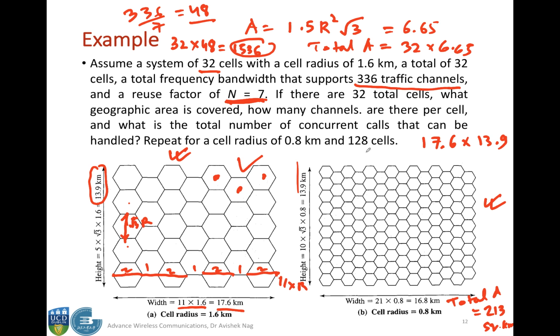And then again you have 48 channels per cell, because you are using the same reuse factor n equal to 7 for this case also. But then here you have 128 cells, so in that case the total capacity will be 128 times 48, so this will be 6144.